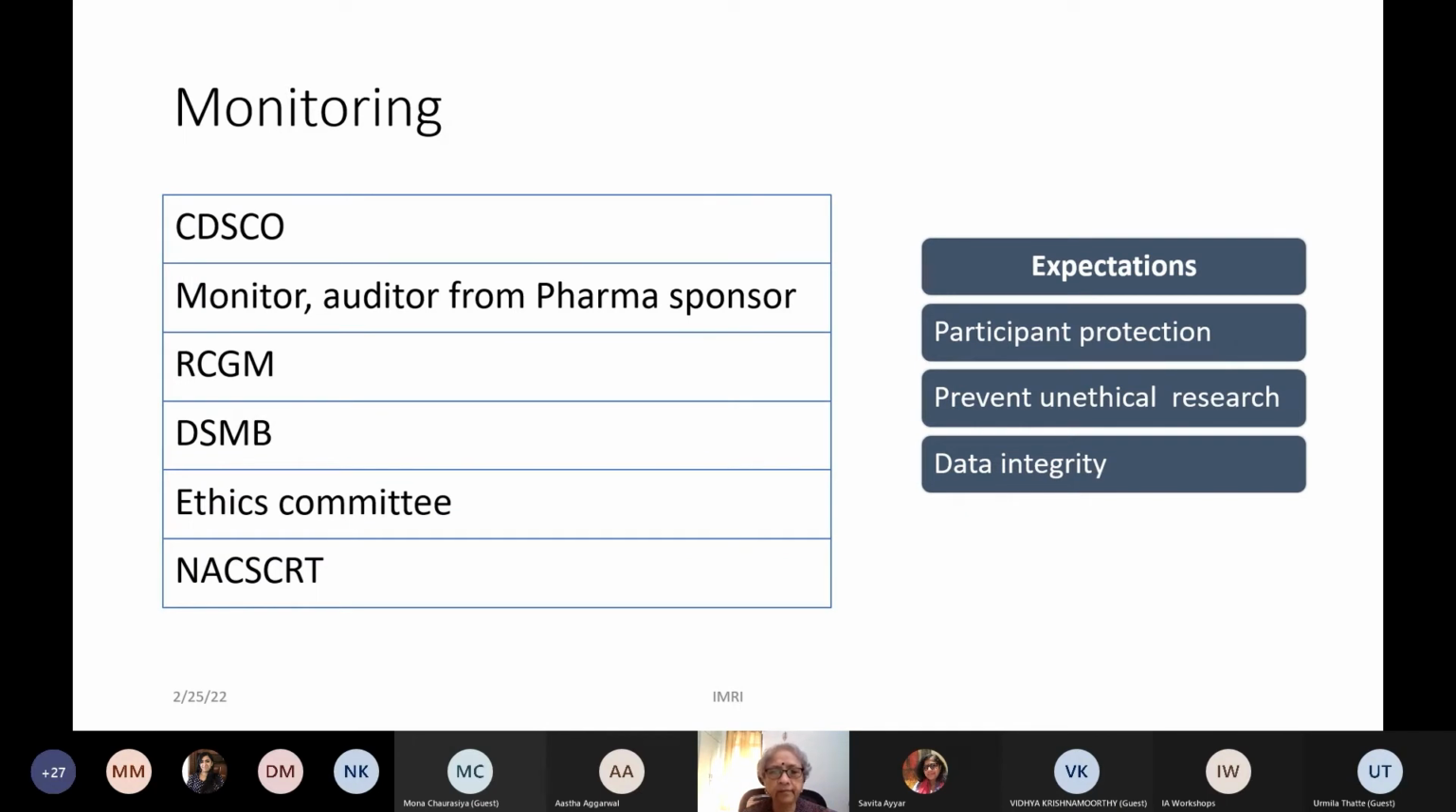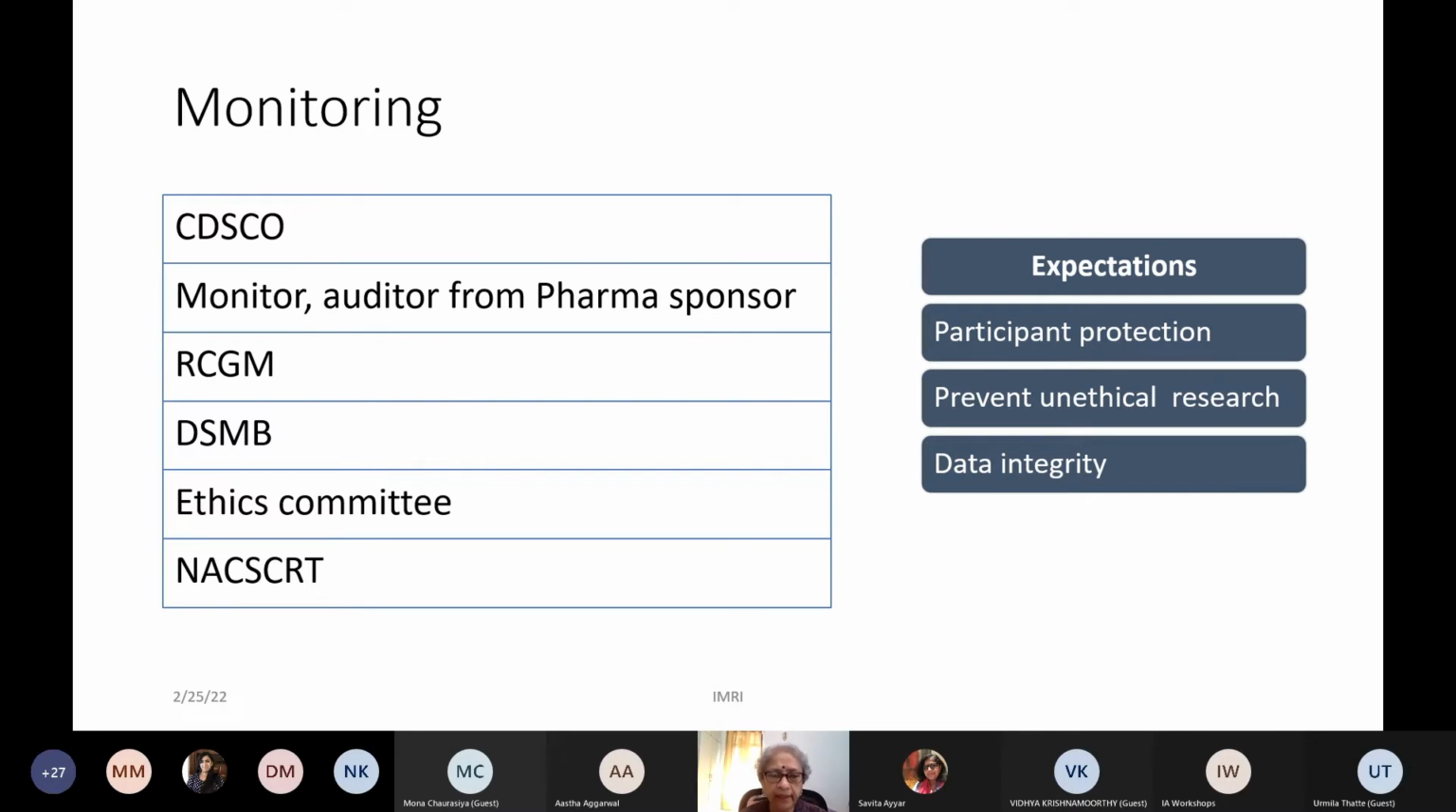When it comes to monitoring, I have just listed the main ones. CDSCO goes in as an inspector to monitor what is happening in a particular site, or for a particular product if there are multiple sites. Monitors and auditors come to the site from the pharma sponsor's side, and you have the RCGM from DBT to review the products, biotech products, and those which are medicinal in nature for therapeutic purposes go to DCGI for the final approval.